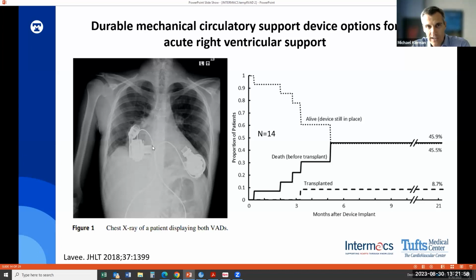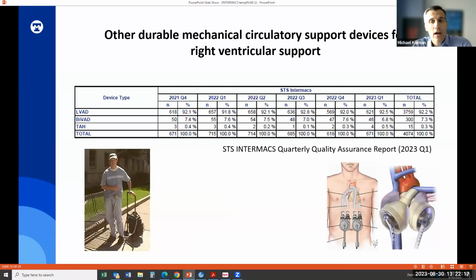Different things can be done to the tricuspid valve, because what we worry about in this setting is there's a fairly high risk of RVAD thrombosis and ingestion from clot, which is more common in the venous circulation than in the arterial circulation. And we'll look at outcomes in the most contemporary analysis. And then lastly, other durable support.